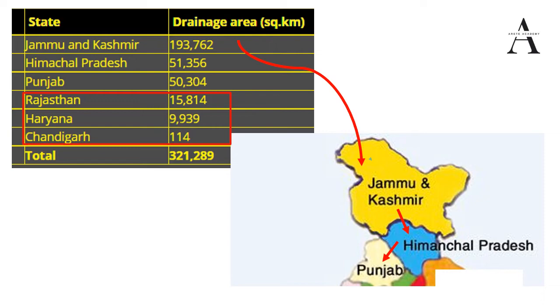Share-wise, the treaty allocates 80% water of the Indus River system to Pakistan. So if sometime UPSC asks share-wise how much water is going to Pakistan or India, then 80% of water of the Indus River system has been shared to Pakistan. So this is it for this first topic.